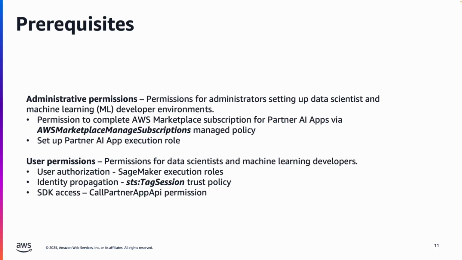After we've set up the admin permissions, we're going to set up the user permissions. These permissions are required so the users can access the deployed Partner AI apps. These user permissions can be set up in a couple of different ways. First, on the whole domain, so every user that can access that domain will have access to the SageMaker AI apps. And you do this by adding these user permissions to the SageMaker execution role of the domain. Alternatively, you could attach these user permissions on the individual user profiles. This will ensure that only specific users have access to these Partner AI apps.